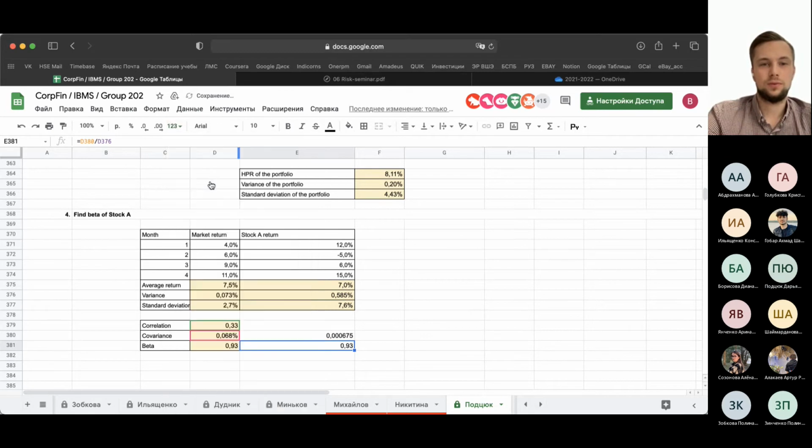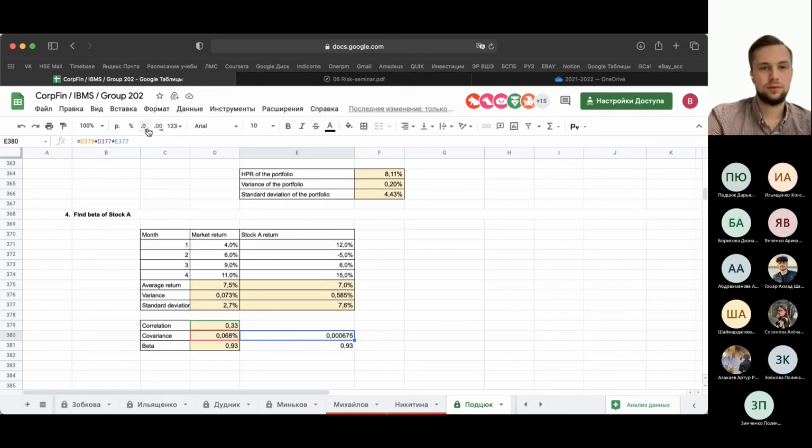Okay, so beta is usually expressed in numbers, not in percent. Covariance actually also, but we can use percent or number form. Yeah. Okay, so a very simple calculation.